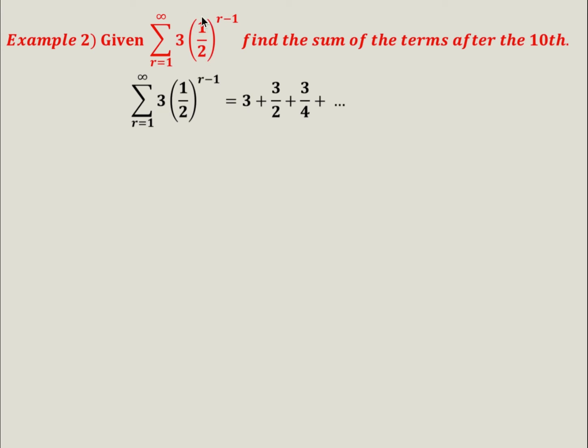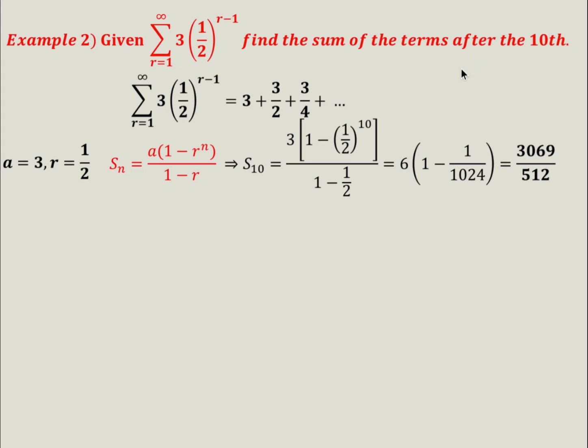You can see the summand is an exponential function. The first term would then be 3, while the common ratio is 3 over 2 divided by 3, which gives half. 3 over 4 divided by 3 over 2 is confirmed to be half again, so the common ratio is half. So the first term is 3 and the common ratio is half.